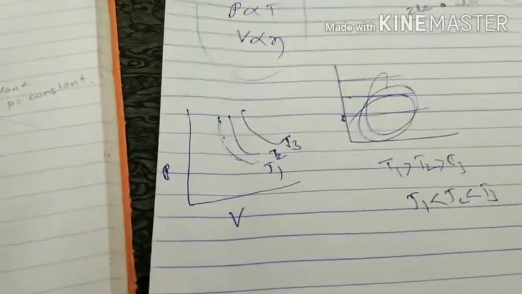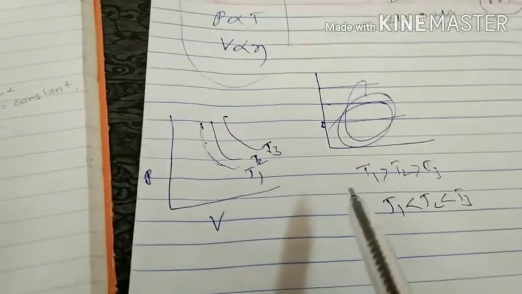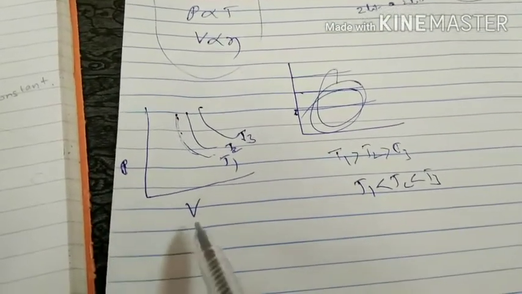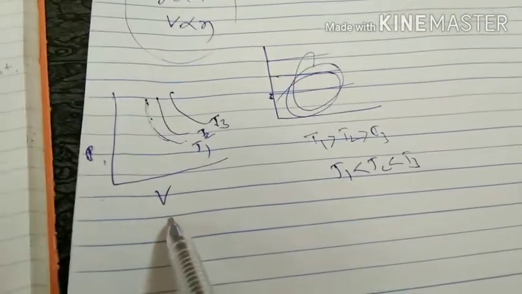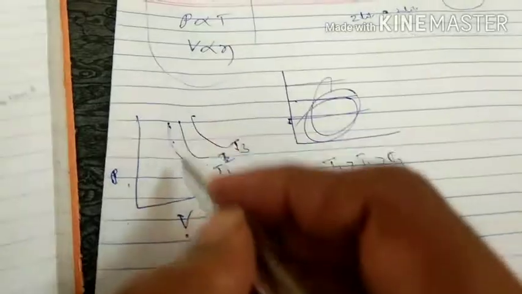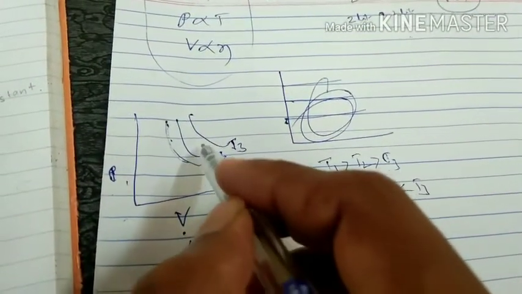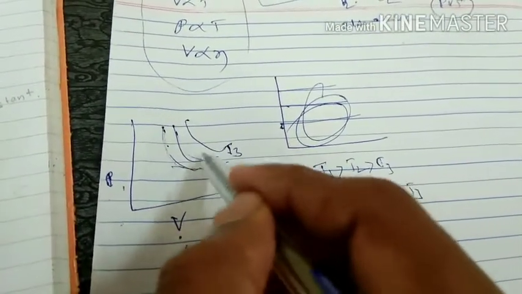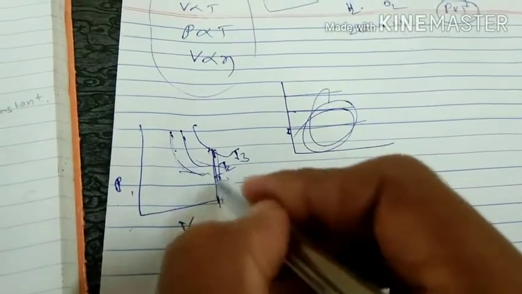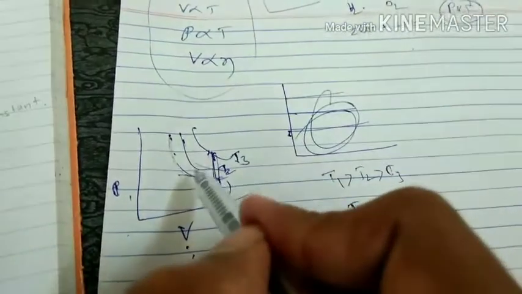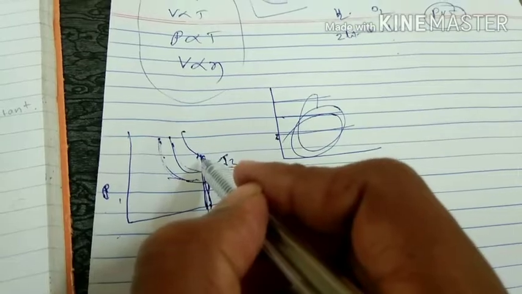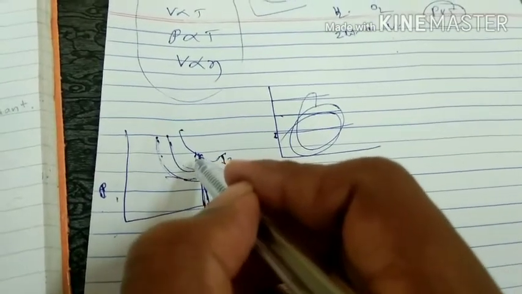To find that relation, first we have to assume keeping one thing constant, that is either pressure or volume. Now I am going to keep volume constant. That means we have to draw one line like this. This line indicates what? Volume is constant. Then draw the corresponding pressure lines.